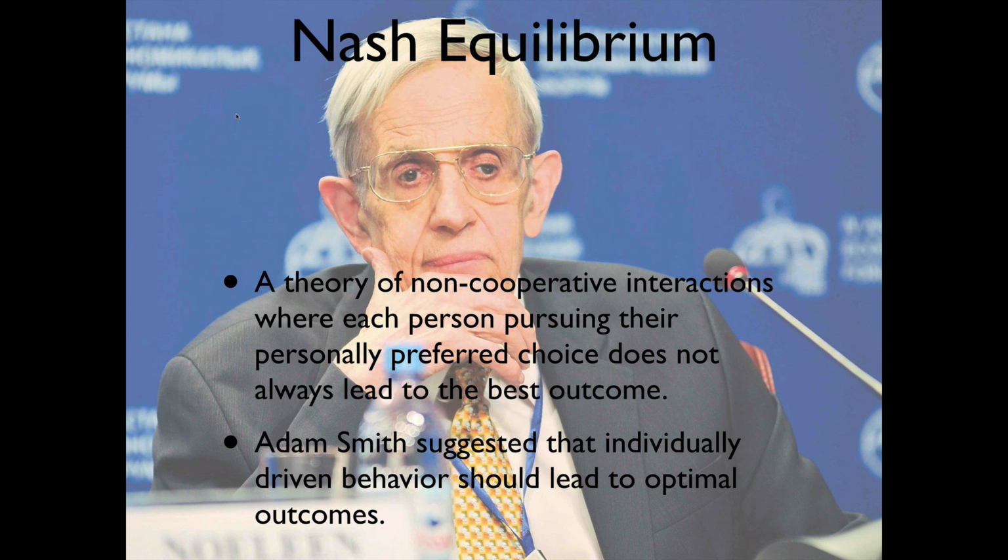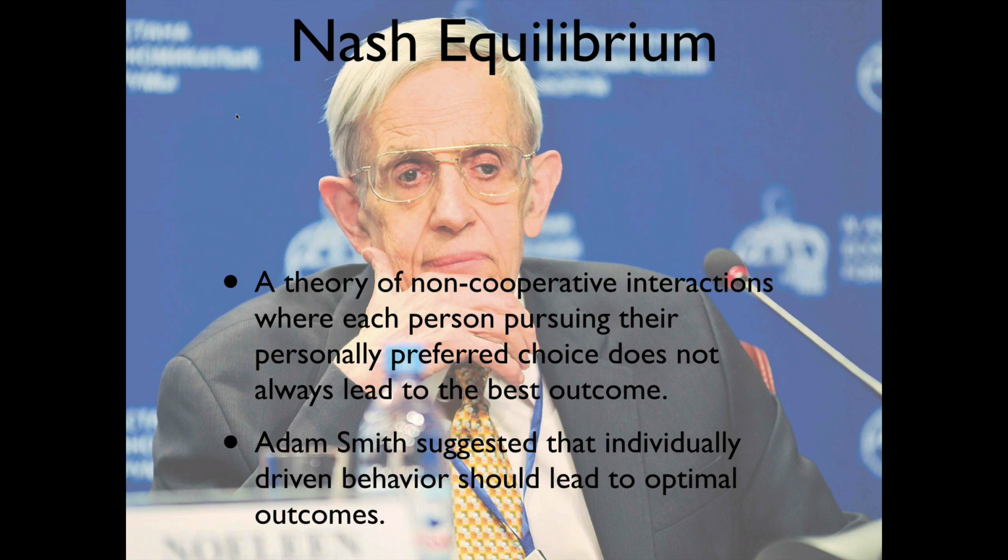What did he create? Well, he created a theory of non-cooperative interactions. He was developing a theory that suggested Adam Smith was wrong. And Adam Smith, you might know, is the founder of modern capitalist economic theory. His theory suggested that when we pursue individually preferred behavior, if everyone chooses based on their most preferred choice, personal preference, then we will get to optimal outcomes. We'll get to a free trade system, a market economics.